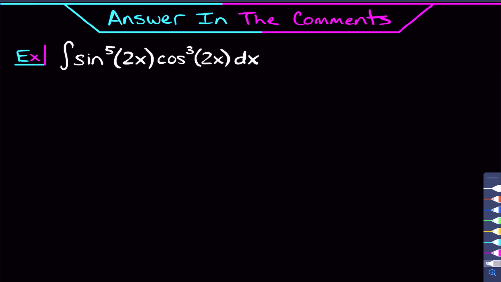Just keep that 2x the same all the way down, and then when you integrate, you'll have to deal with the 2x on the inside finally. So give that problem a shot. Let me know what your answer is in the comments.